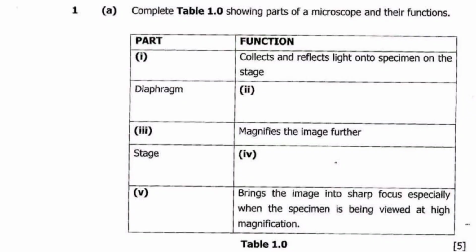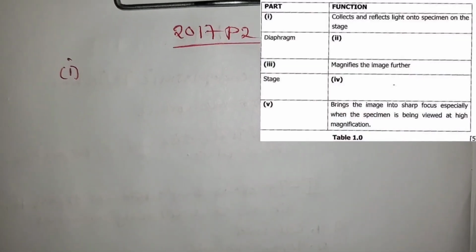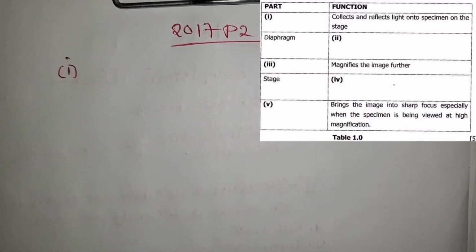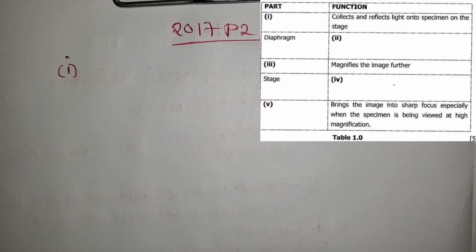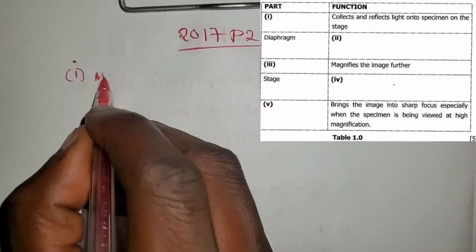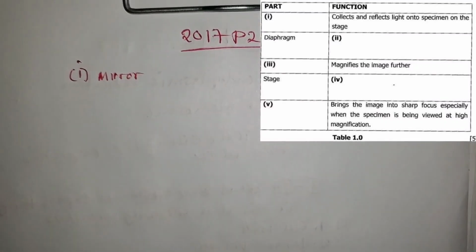Let's answer the first question. First question here in GCE 2017, part 2. So we are given this table. We are asked to copy and complete the table. Complete the table below showing parts of microscope and their functions. So part 1 here, we're saying which part collects and reflects light onto the specimen on the stage. This is the mirror. Okay, the mirror.